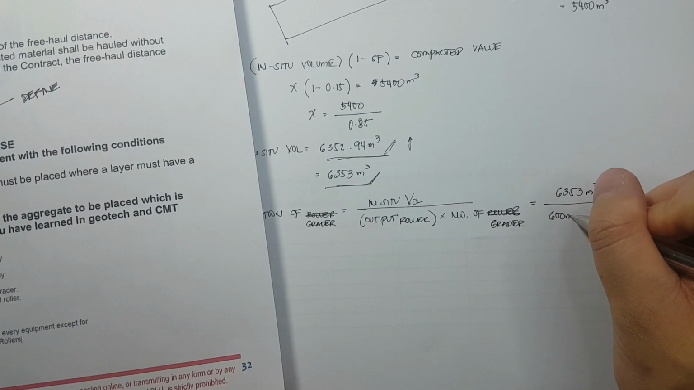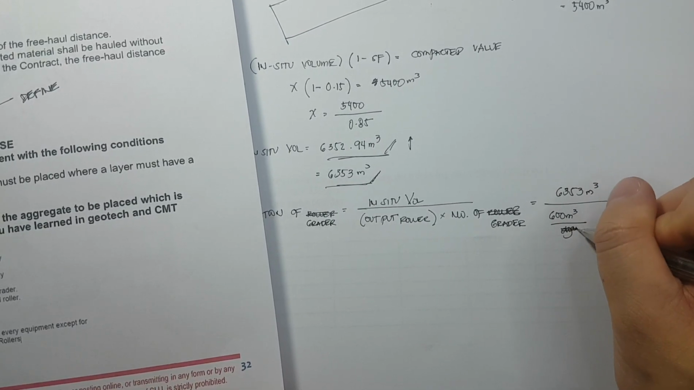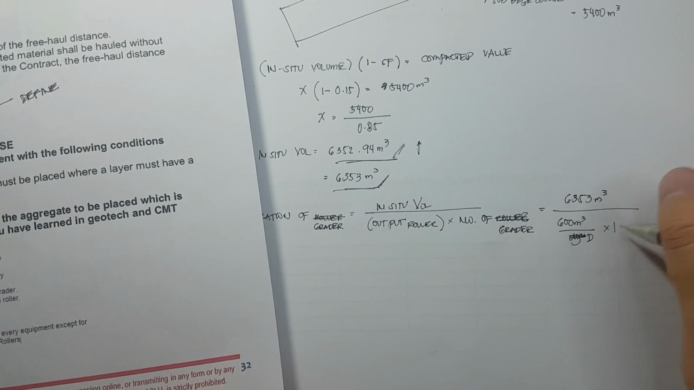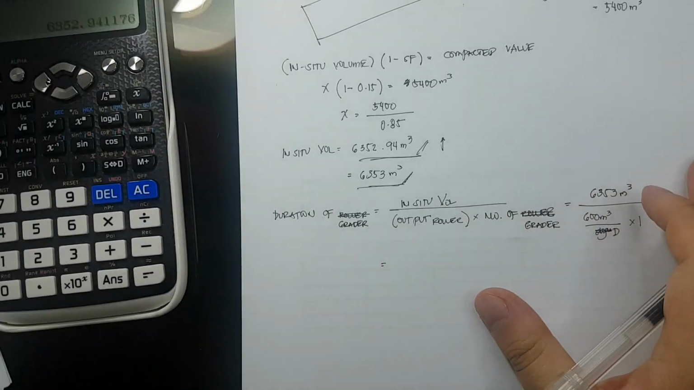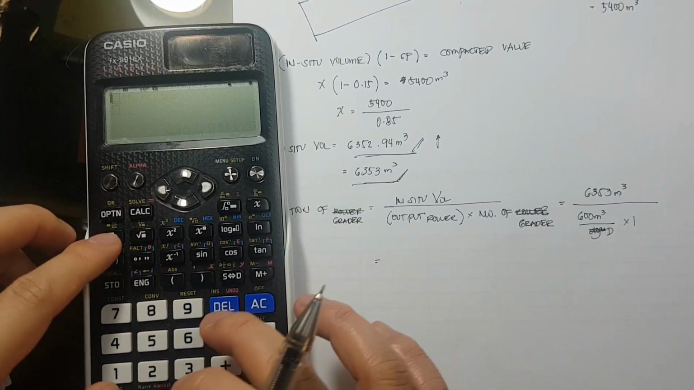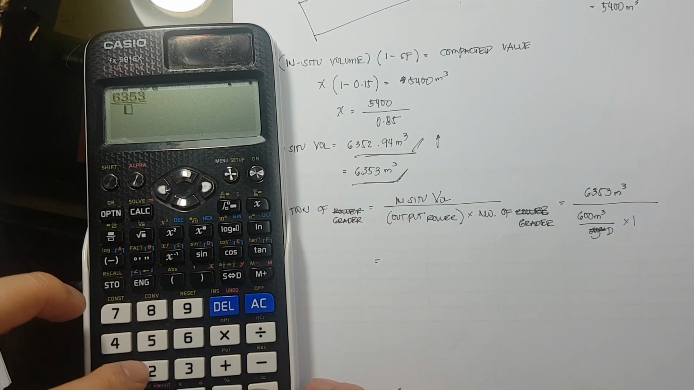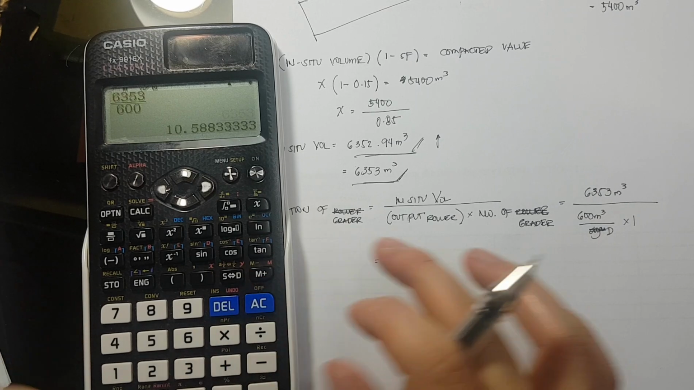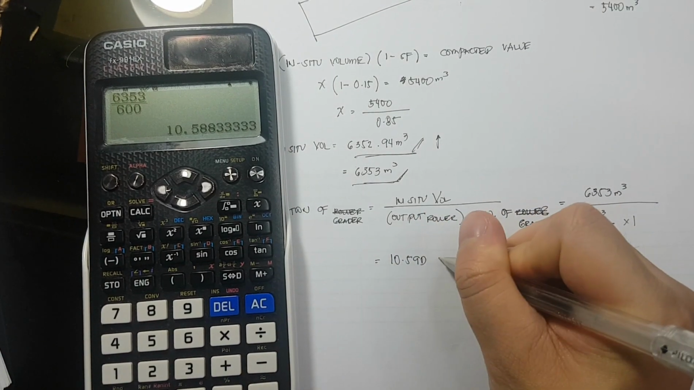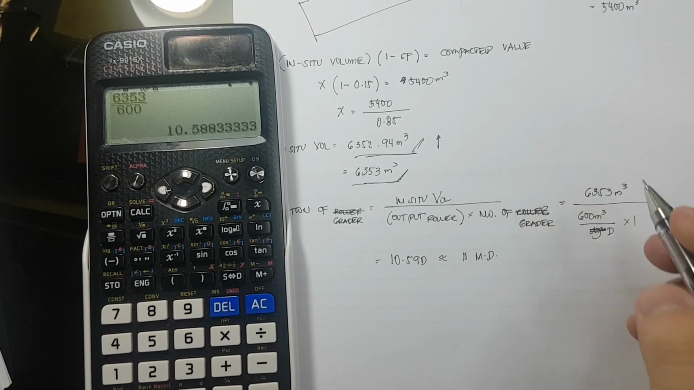So 600 cubic meter per day times the number of grader natin, which is 1. Therefore, the duration of the grader is equivalent to 6,353 divided by 600. That is equivalent to 10.59 days, and that is equivalent to 11 man day.